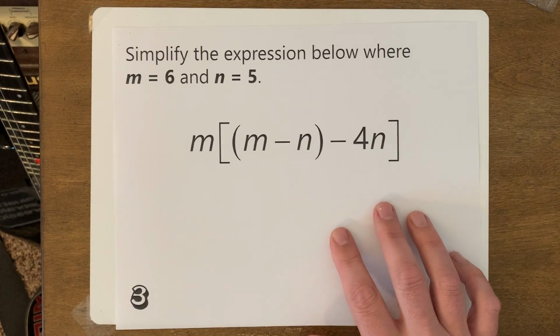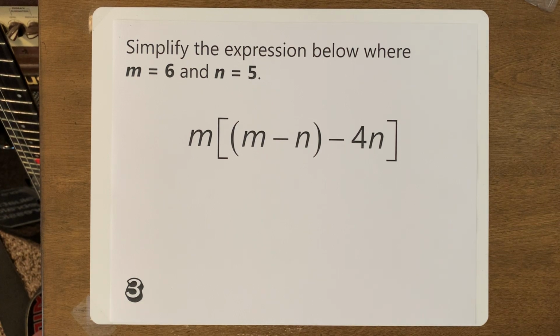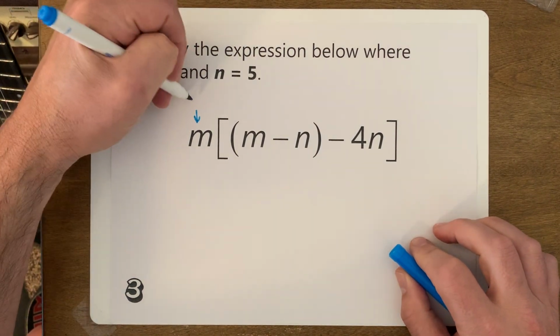Let's take a look at this one. Okay, this one, we have m is equal to 6 and n is 5. So now, wherever I see an m, let's throw a 6 in there.